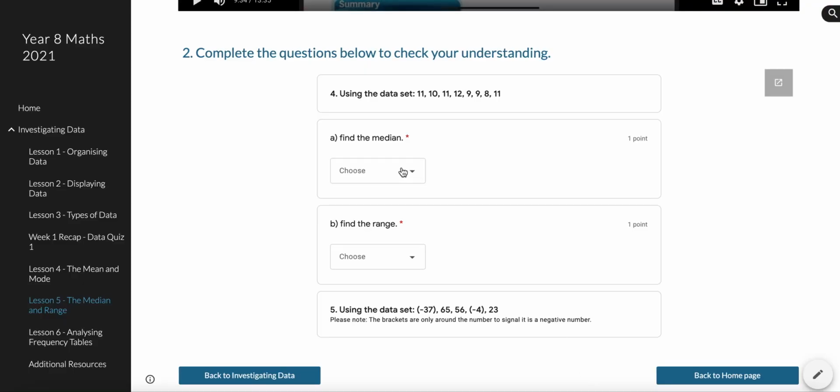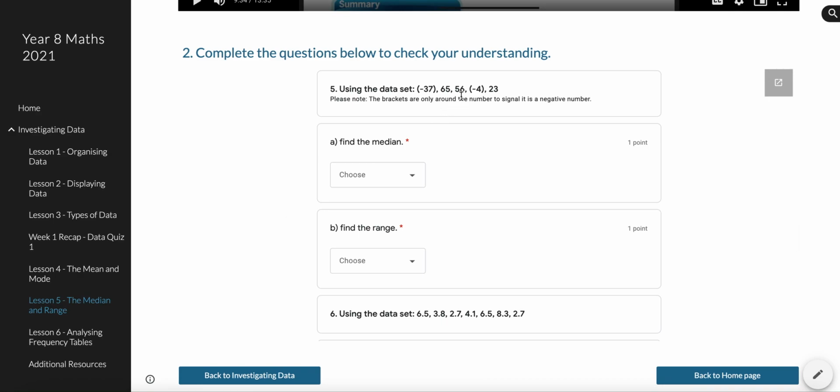Okay, so we're back to this question. We just found the median was 10.5, and now we need to find the range. The range is just the highest score minus the lowest score. Now remember, the highest score was 12 because it wasn't in order, and the lowest was 8. So 12 minus 8 is 4.